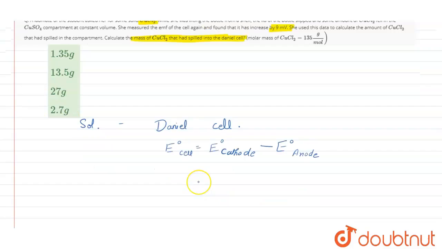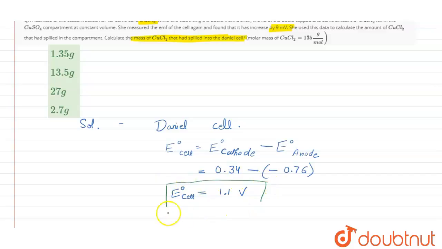So let's put the values of EMF of each of the half cells here. That would come out to be 0.34 for the copper one, and then minus, for zinc, which is making it the anode, minus 0.76. So on solving, E0 of the cell came out to be 1.1 volt. So we got the standard value of EMF of the cell here.